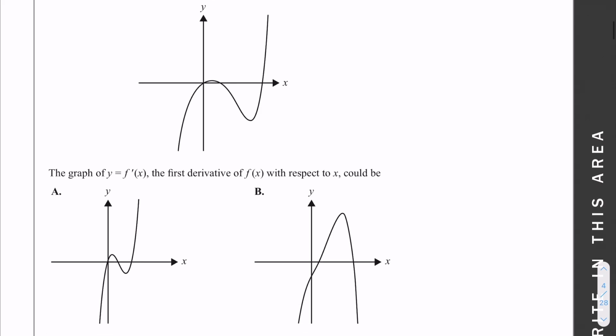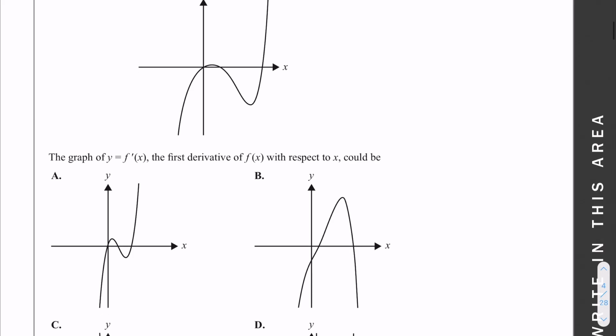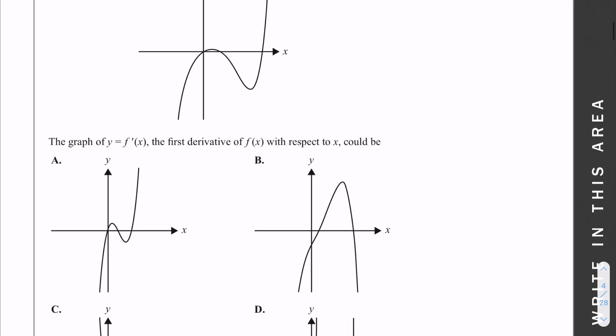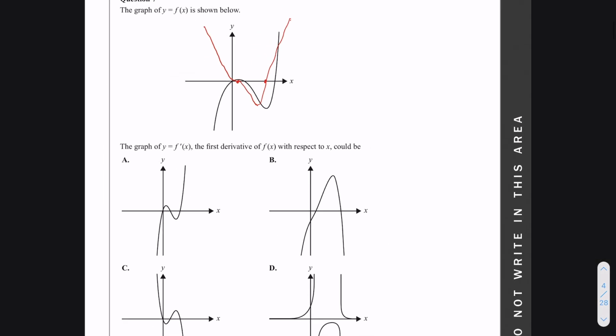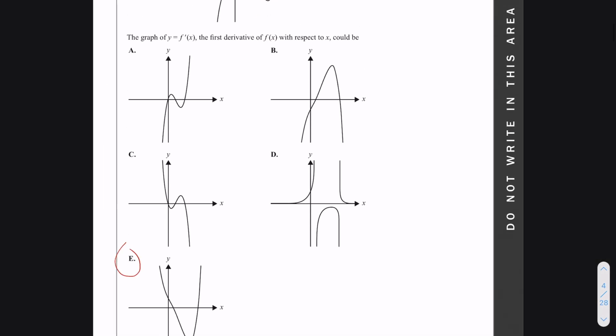The graph of y equals f of x is shown below. So we want the graph of the derivative. We have a positive gradient here, so it's going to be looking like that, and it's going to stop here where we have a turning point. And then it becomes negative, so we'll keep going down. And then it goes to 0 here, and then positive again, so like that. Yeah, that looks like E.